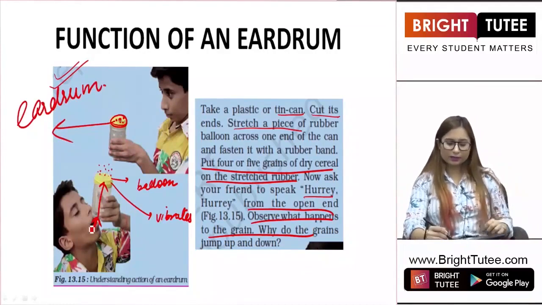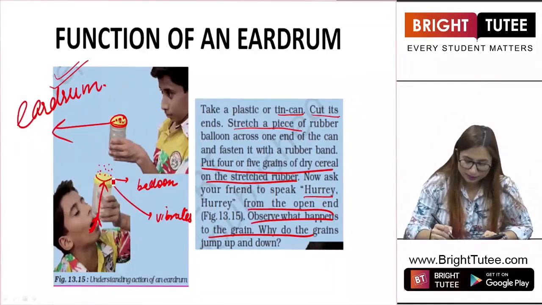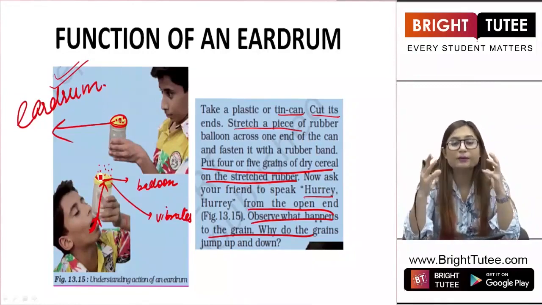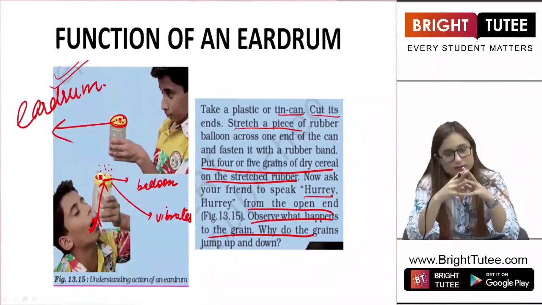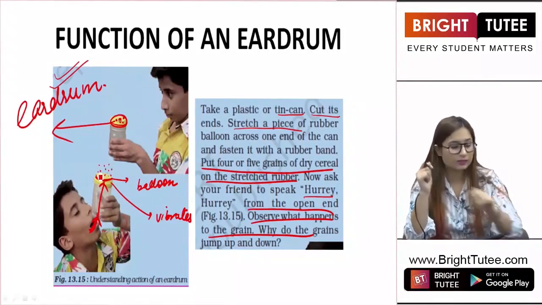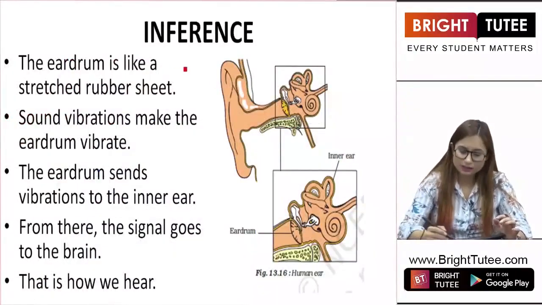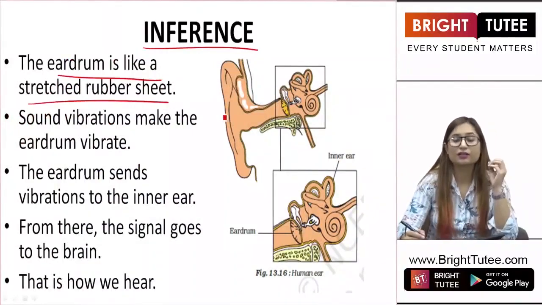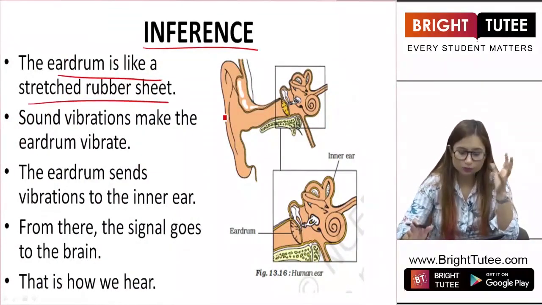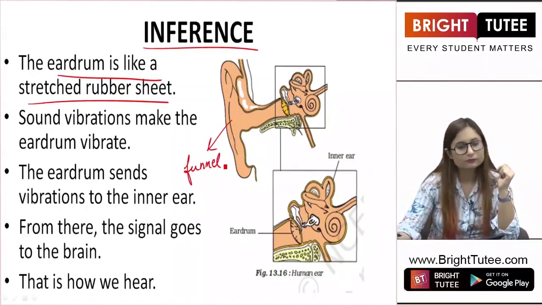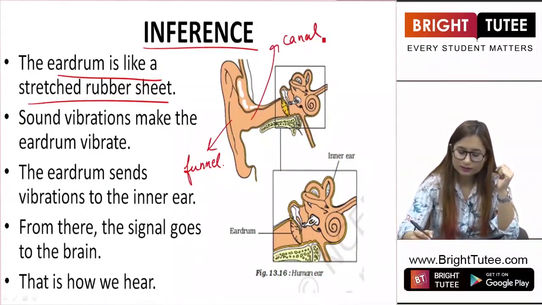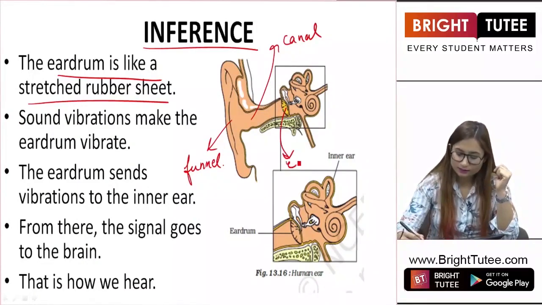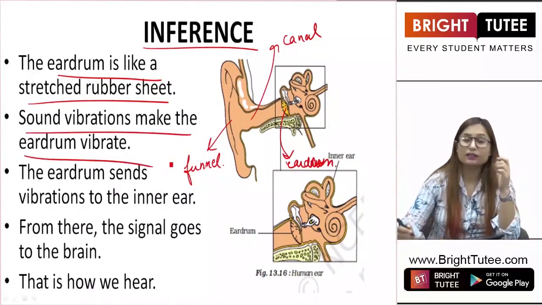So what did we learn? When you produced a sound, this eardrum started vibrating, right? Due to these vibrations, we were able to hear the sounds. We are able to hear the sounds because of the eardrum and these vibrations, right? Inference. What have we learned from this? Let us come to a conclusion. The eardrum is like a stretched rubber sheet, as we did in the activity, the balloon. This is the funnel part, this is the canal, and at the end, this is the eardrum, right? Sound vibrations make the eardrum vibrate.